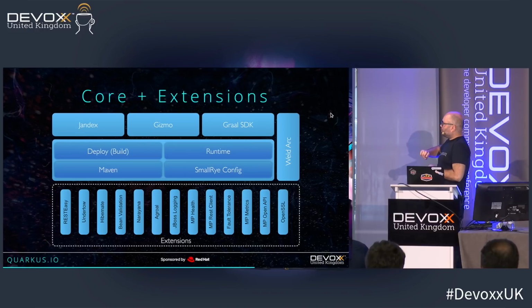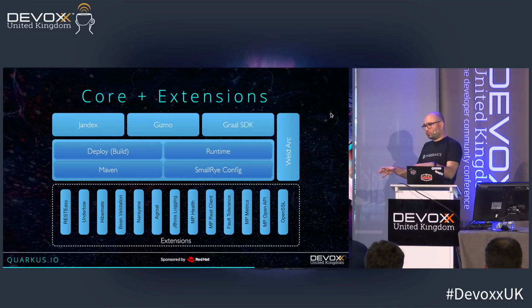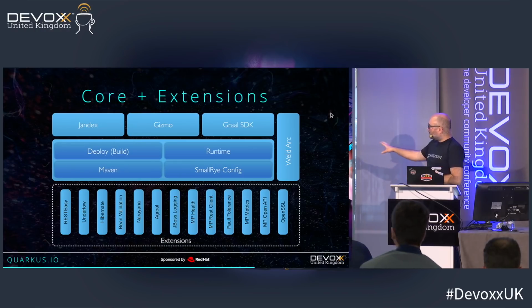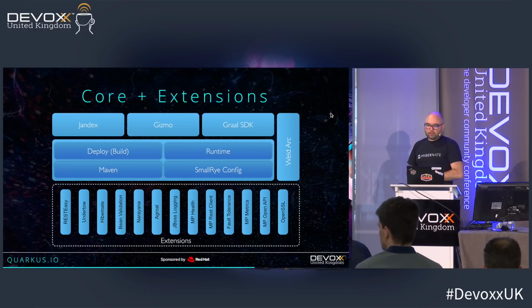Gizmo is a new library that we're using to generate all this bytecode, which is representing the state. And Jandex is this library. It's giving us a full view, very fast and efficient, of your application without initializing the classes, which gives us the speed of rebuilding. And there are then extensions for any library you might want to use.